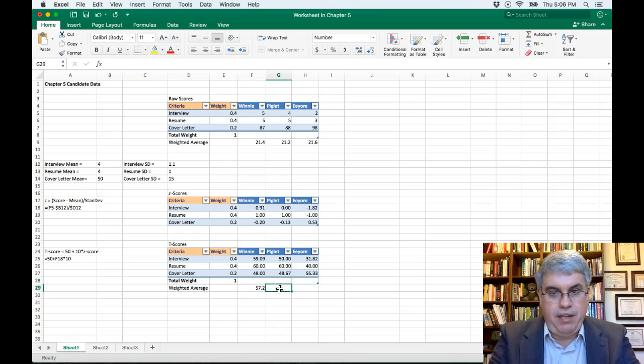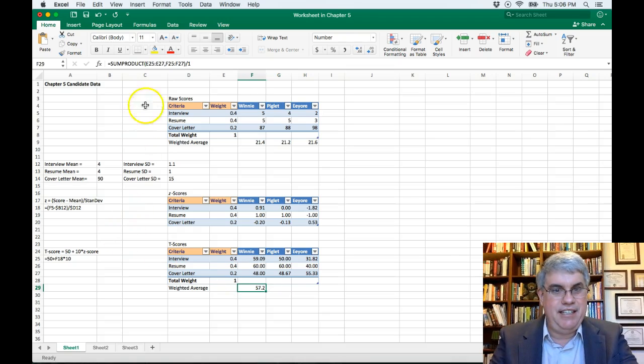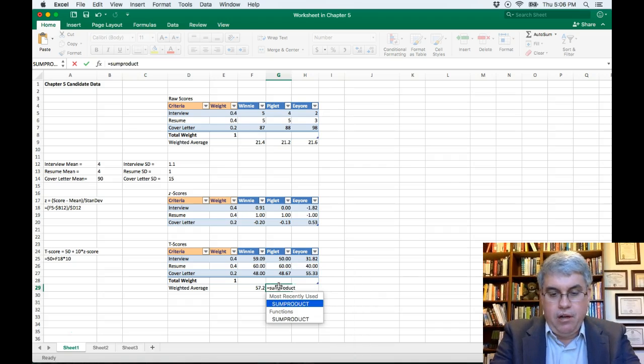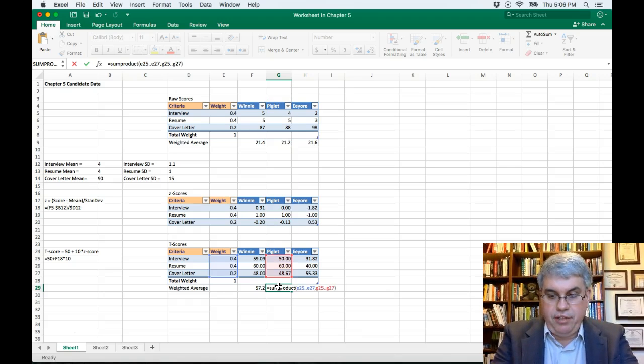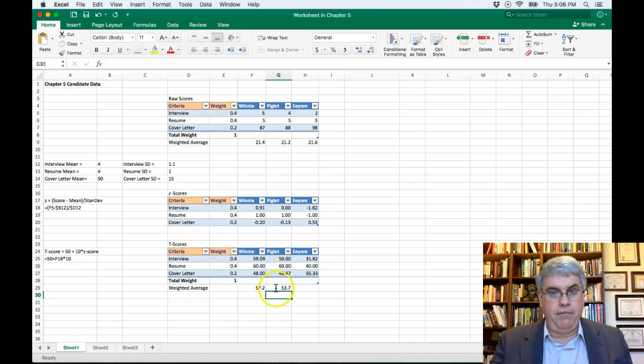Now let's do the same thing for Piglet. I'm not going to drag it over, because I guess I could have if I'd put the dollar signs in, but I'll just do it manually here. Equals SUMPRODUCT, open parentheses, E25 dot dot E27 comma, and now we want to do G25 dot dot G27, close parentheses, divide by 1, and we get a score of 53.7 for Piglet, so Winnie looks like the best candidate there.